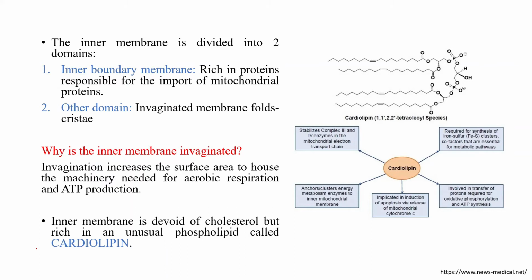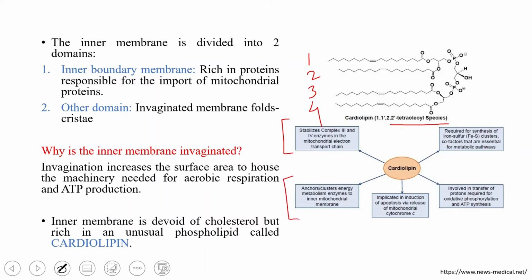So cardiolipin has 4 fatty acid chains. 1, 2, 3 and 4. It's a tetraoleoyl species. Now the roles of cardiolipin include that it stabilizes complex 3 and 4 enzymes in the mitochondrial ETC. It also anchors the enzymes which are responsible for the ETC onto the inner mitochondrial membrane.